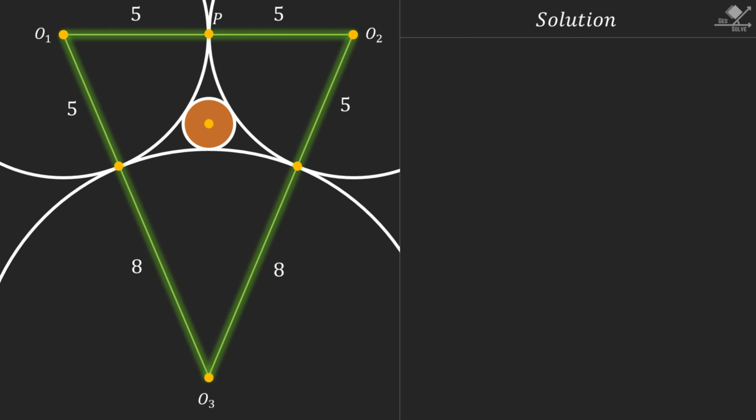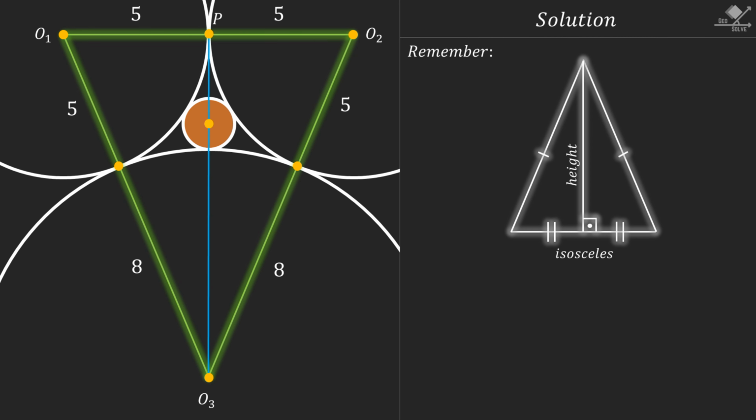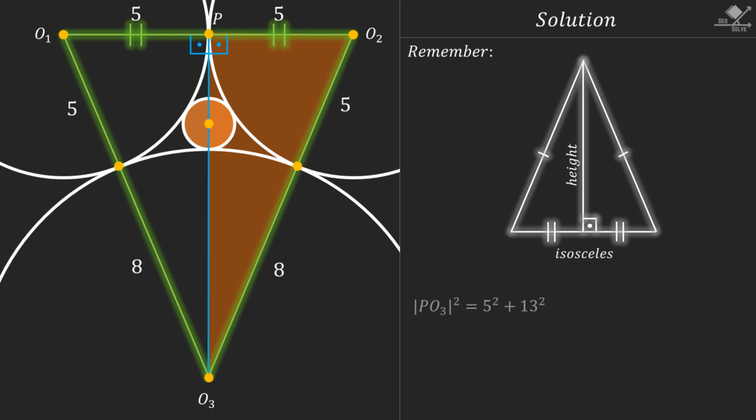Now let's connect point P and O3. Now remember that in an isosceles triangle, the height of the triangle will bisect the base. And notice that in our question, the blue line is bisecting the base of the green isosceles triangle. Therefore, the blue line will be the height of this triangle, making a 90-degree angle with the base. Now focus on this right-angle triangle. We can apply the Pythagorean Theorem to find the length of the blue line segment PO3, and that will be 12 units. Let's also show that on the diagram.